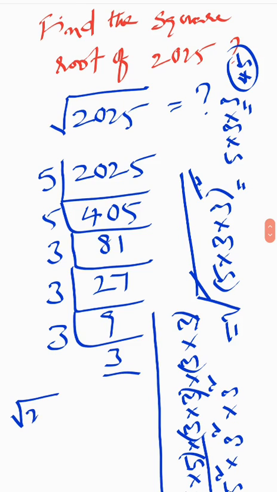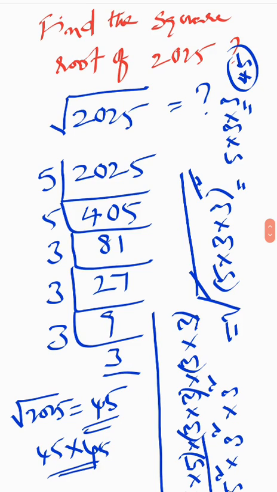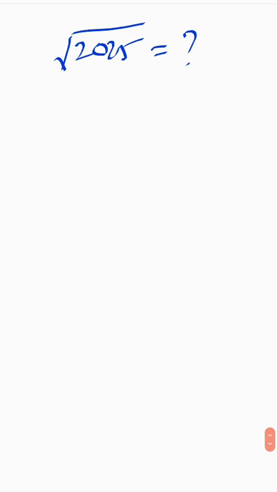So the square root of 2025 is equal to 45. That means 45 into 45 is equal to 2025. That's the reason we can write the given number as a product of two equal numbers, and if we select one of those numbers, that is the square root of the given number. Now I'm going to explain how to find it in the division method.